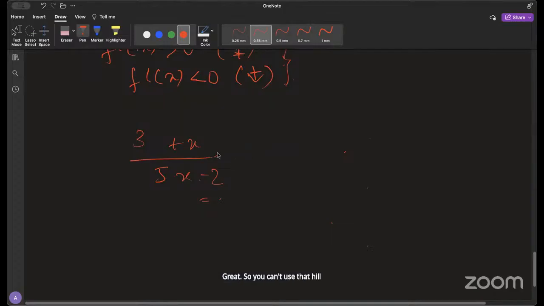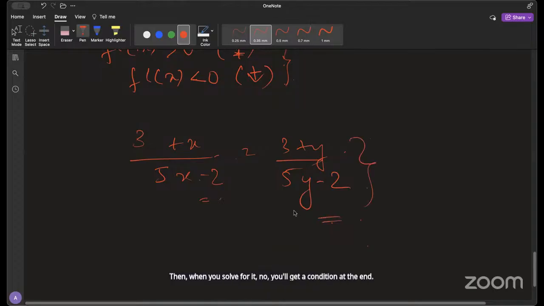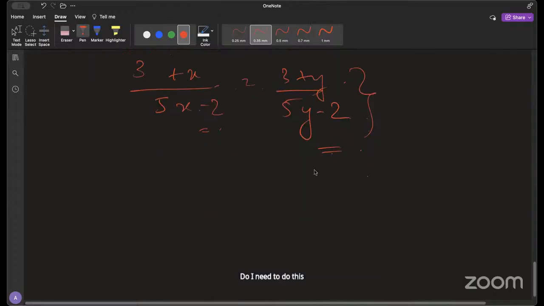What you can do is you can just do it by definition. We've already done it. You just have to do this thing. Then when you solve for it, you'll get a condition at the end. Do I need to do this or can you guys try it on your own?